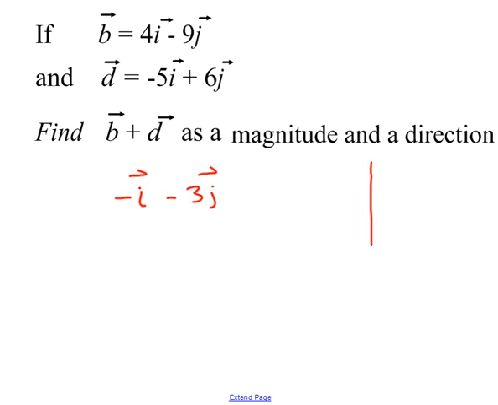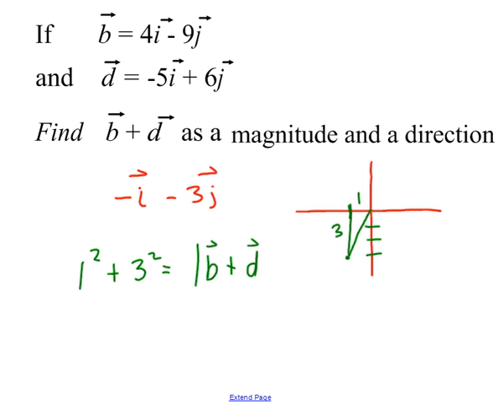So if I look at that, that means I went left 1 unit, and I went down 3 units. Okay, so my triangle looks like that. This is 1, this is 3. To find the magnitude, it's just the Pythagorean theorem. 1 squared plus 3 squared equals my magnitude.